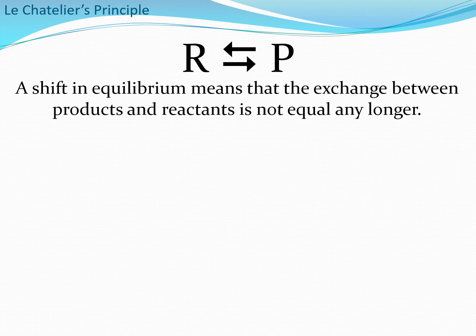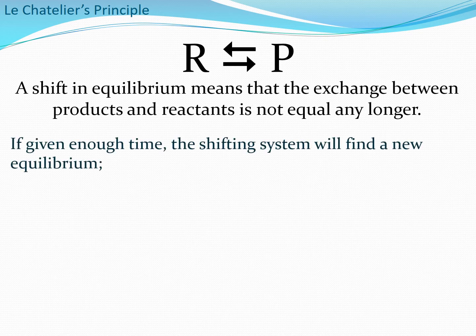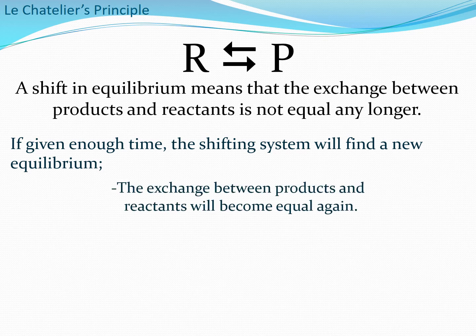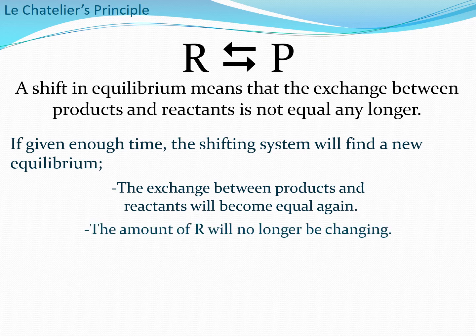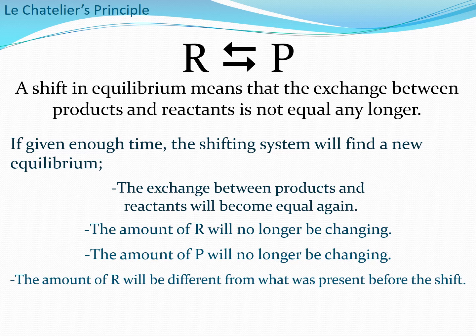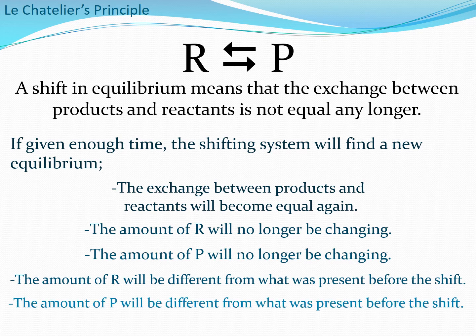So again, to recap, a shift in equilibrium means that the exchange between products and reactants is not equal any longer. If given enough time, the shifting system will find a new equilibrium. That means the exchange between products and reactants will become equal again. The amount of reactants will no longer be changing. The amount of products will no longer be changing. The amount of reactants will be different from what was present before the shift, and the amount of products will be different from what was present before the shift.